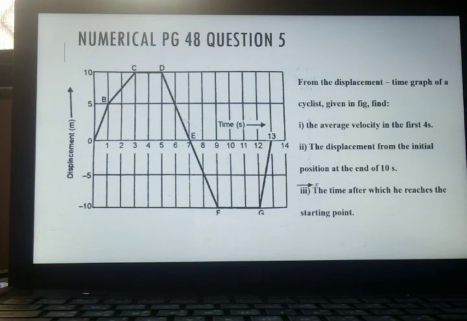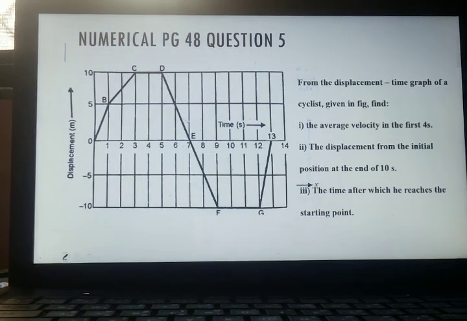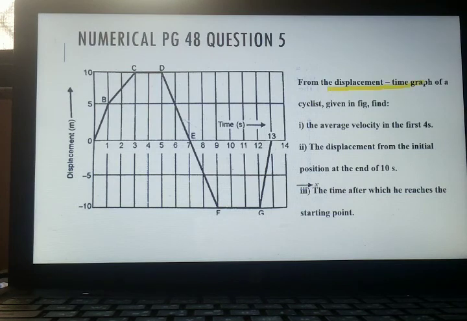Next one. This is the question given. From the displacement-time graph of a cyclist, we first have to find the average velocity in the first 4 seconds. What is the distance traveled in the first 4 seconds? That is 10. He is traveling a distance of 10.